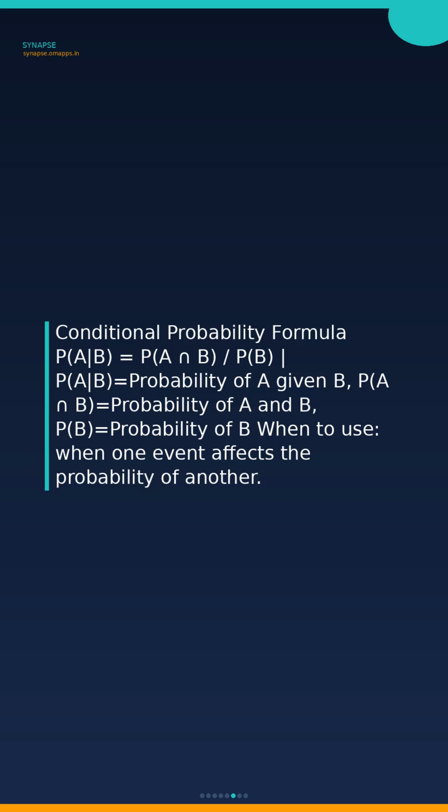Let's try a quick example. Question: A bag contains 4 red balls and 6 blue balls. What is the probability of drawing 2 red balls in a row, without replacement? Answer: First draw, 4/10. Second draw, 3/9. Multiply them, 4/10 times 3/9 equals 2/15. So the probability is 2/15.